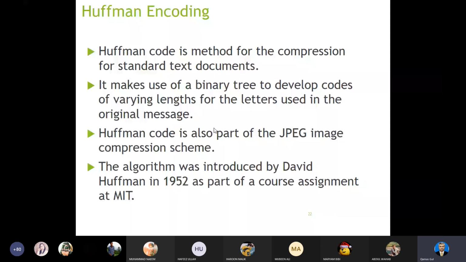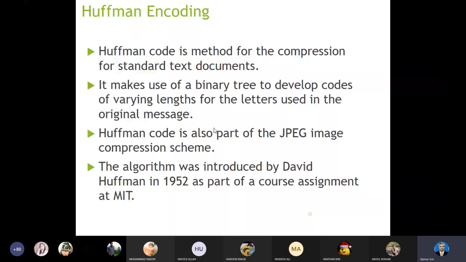If you reduce the size by 50%, then what you are doing is compressing the data, you are applying compression. So Huffman is an early compression technique, and this is called Huffman encoding. Huffman code is a method for the compression of standard text documents. And this only compresses text documents, not your videos, not your audios.